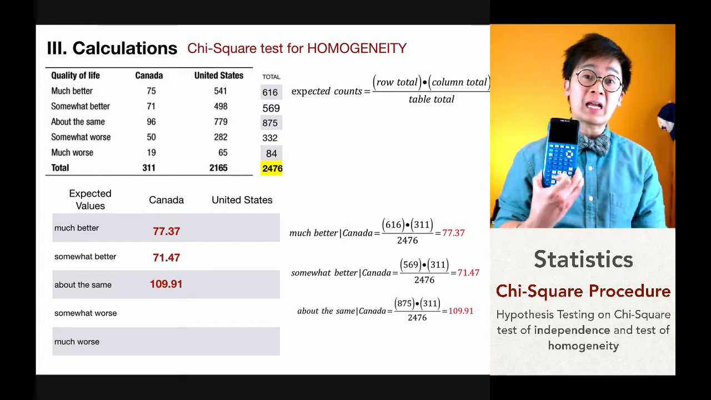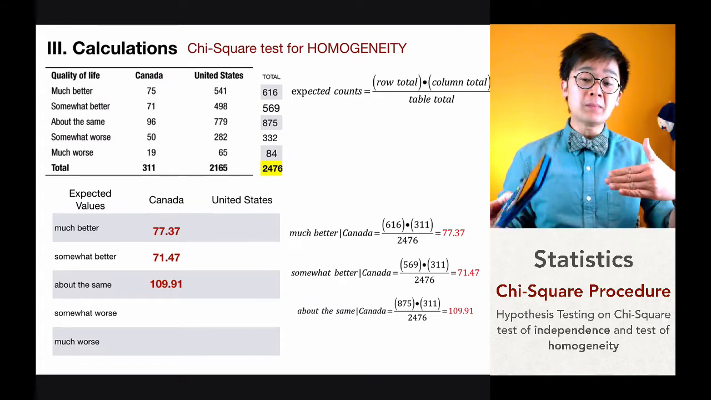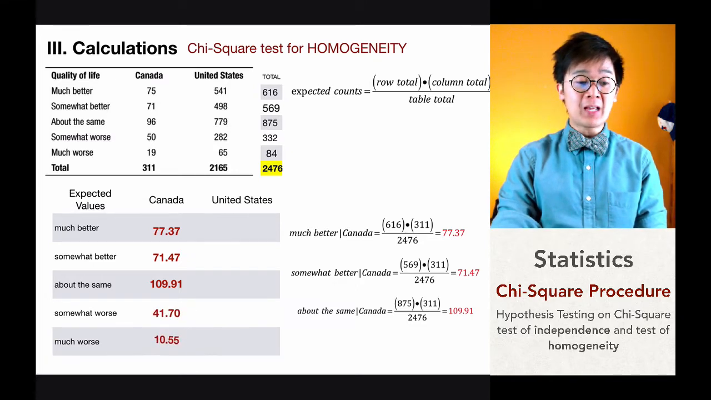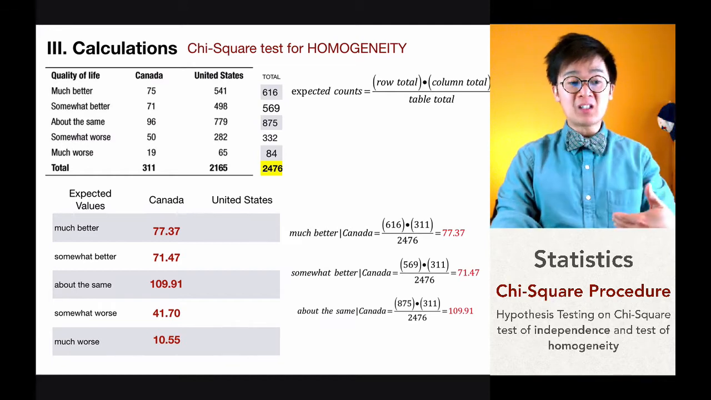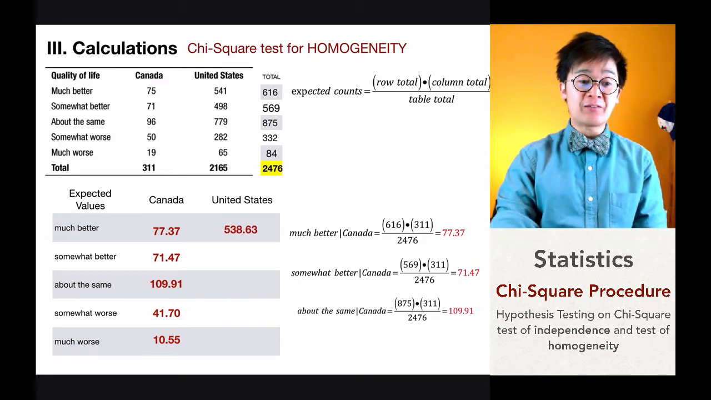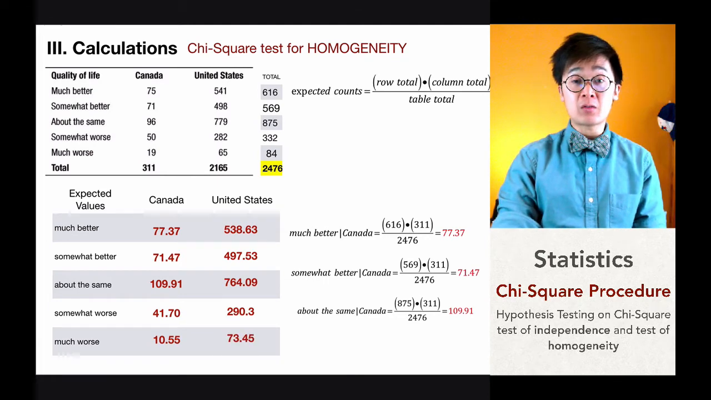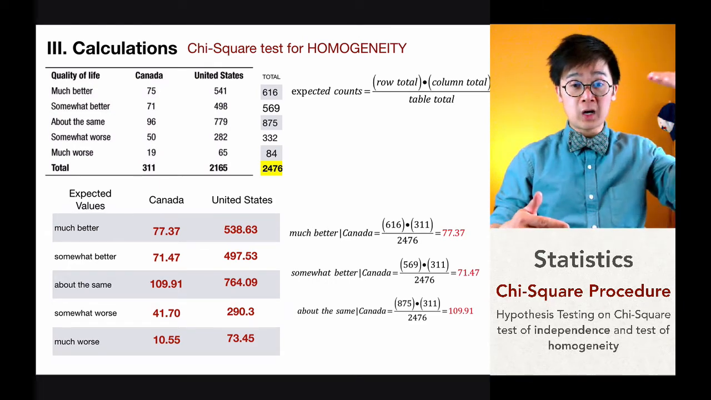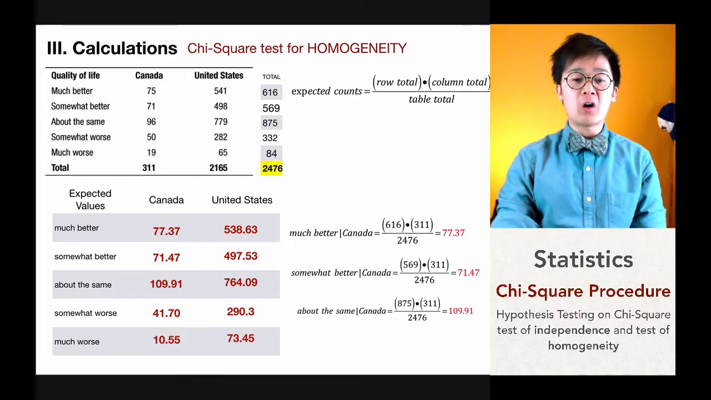If we just use our calculator and continue working on the first column and follow it with the second column, our table will have 41.7 and 10.55 for the expected values for our sample in Canada. And for the sample for the United States, we're just going to use the same formula, and we'll have 538.63, 497.53, 764.09, 290.3, and 73.45. Now, we're seeing that all expected values for Canada and the United States for rows 1, 2, 3, 4, and 5 are all greater than 5.